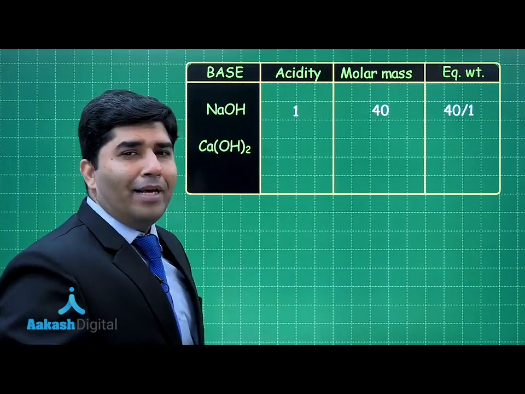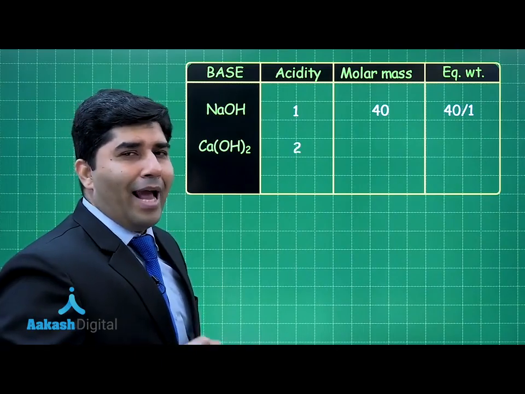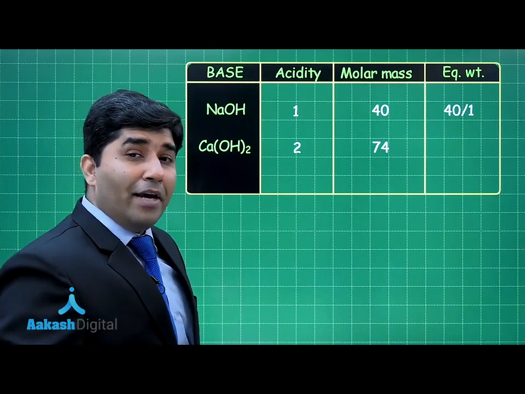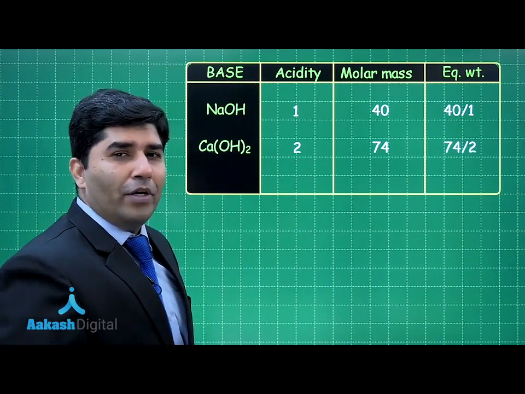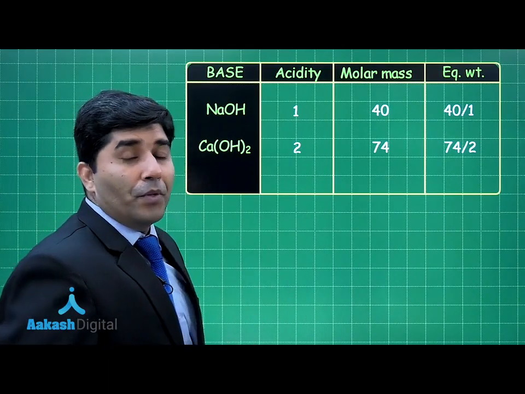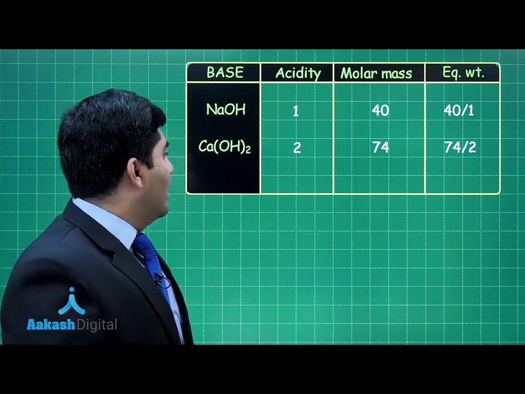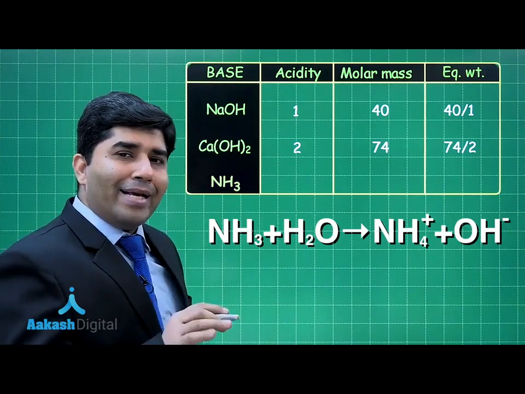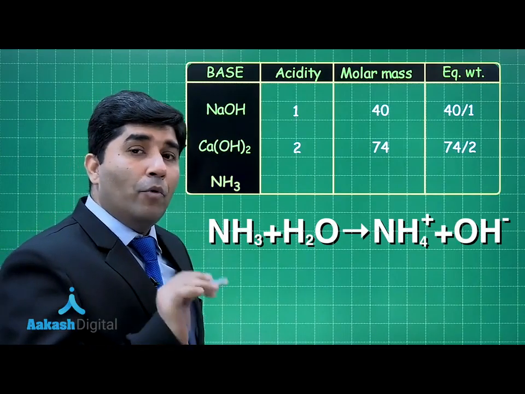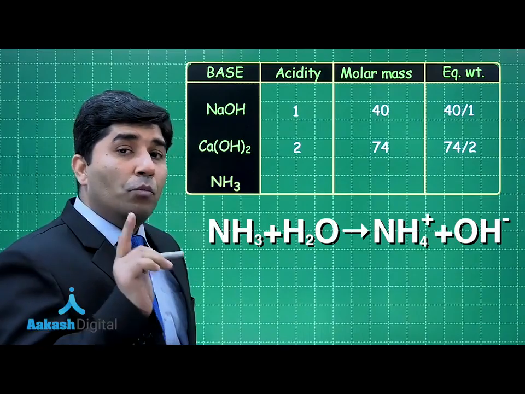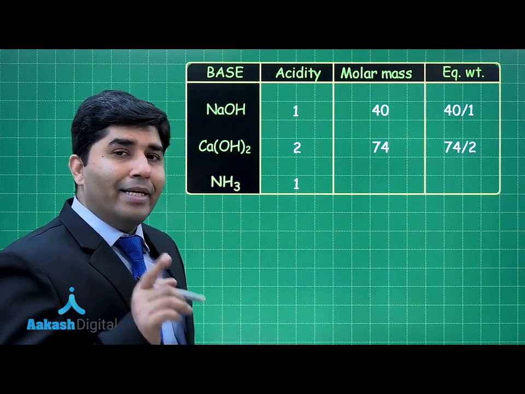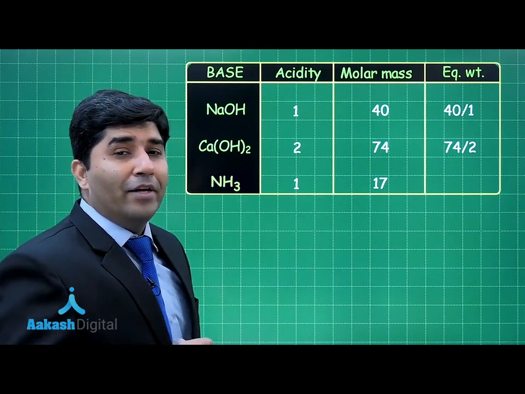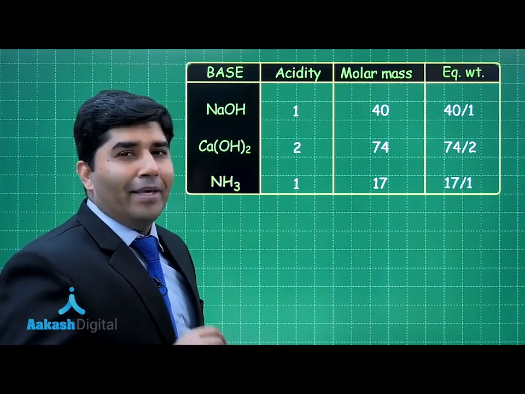The second example is calcium hydroxide. Its acidity is equal to 2, its molar mass is equal to 74, therefore its equivalent weight will be equal to 74 by 2. Now, a very important case, that is ammonia. Ammonia does not have any OH minus ion, but it accepts one H+ ion to form ammonium ion. It means that it is monoacidic. Therefore, its acidity is equal to 1. Its molar mass is 17. Therefore, its equivalent weight will be equal to 17 by 1.